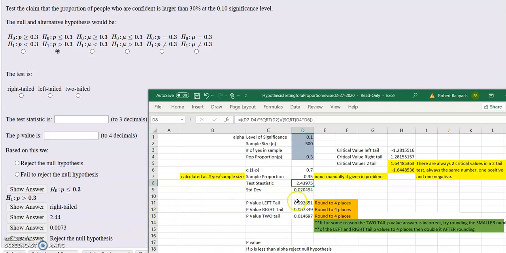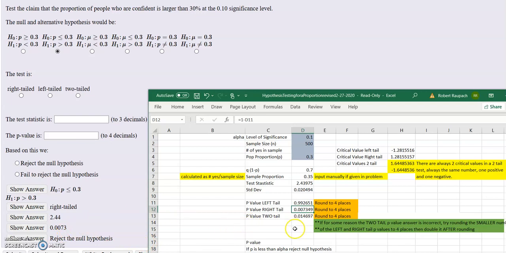And after we calculate that, the test statistic is 2.44. They said around it to three decimal places. Should be 2.440 if you round that to three places. And since it's a right tail test, our p-value is 0.0073.